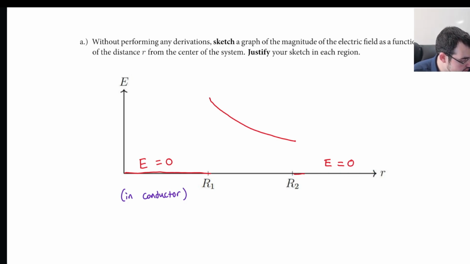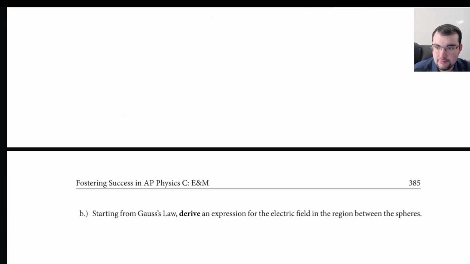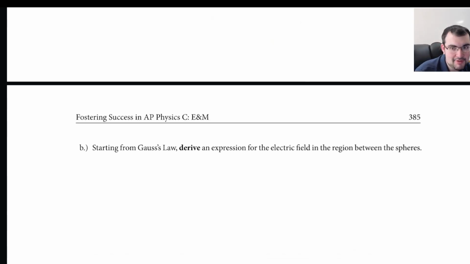So E equals 0 at the ends for different reasons. E equals 0 in the first region because we're in a conductor, but E equals 0 on the outside because there's no net charge enclosed. And again, to justify this one, we know it just looks like a point charge, K Q over R squared. So we have 0, inverse square law, and 0. Starting from Gauss, derive an expression for the E field between the spheres.